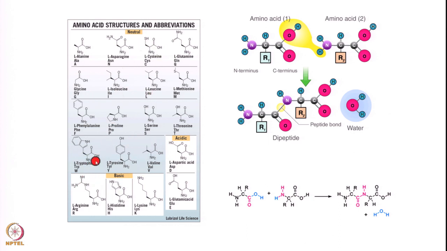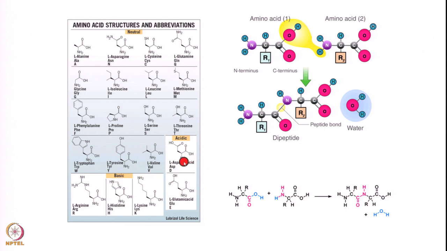you can see tryptophan has an indole ring here at the C beta. The C beta is attached to an indole ring. So this is the tryptophan, and the tyrosine is very similar to phenylalanine, except that it has an OH group here. So all these amino acids, 4, 4, 8 plus 4, 12 plus 3, 15 amino acids are neutral in nature.